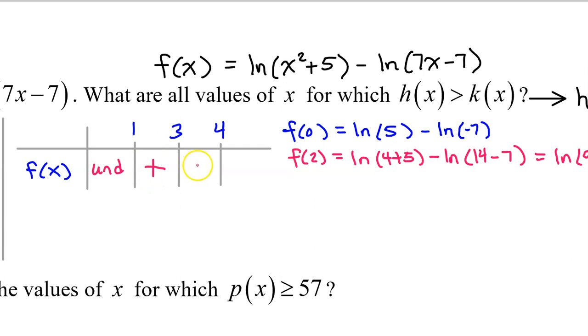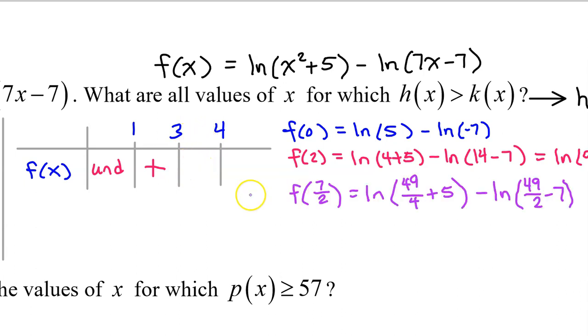For the next interval, I guess we have to use 3.5 as the test value. I don't like that very much. Okay, this is going to be annoying, but 3.5 is the same as 7 over 2. So to keep it exact, that's what I'm going to use. 7 over 2 squared is 49 over 4. So we have the natural log of 49 over 4 plus 5 times 7 over 2. 7 times 7 is 49, so we have 49 over 2 minus 7.